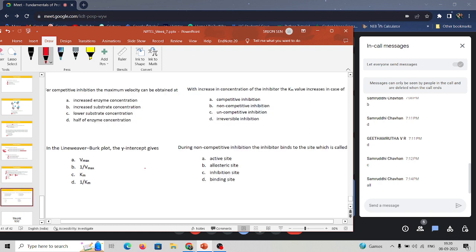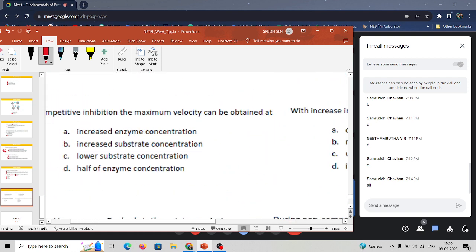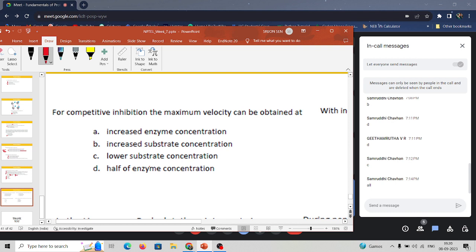Now coming to the last set of questions. Let us move one by one. For competitive inhibition, the maximum velocity can be obtained at: increased enzyme concentration, increased substrate concentration, lower substrate concentration, half of enzyme concentration. So for a competitive inhibition, when can the maximum velocity be obtained? Okay, let us see what others are saying.